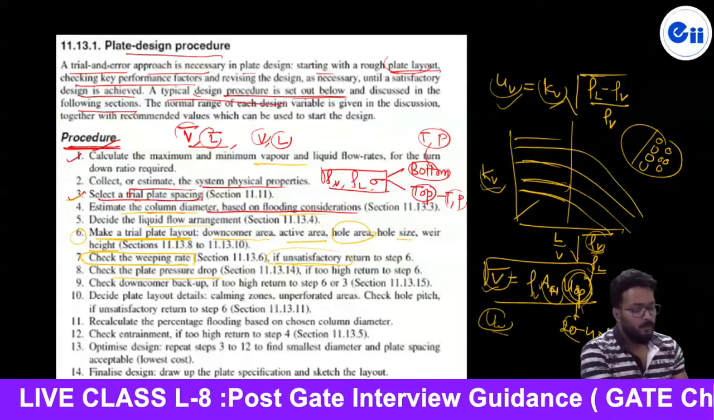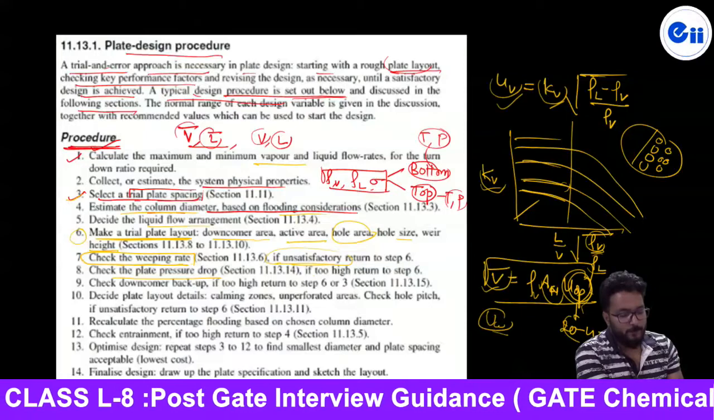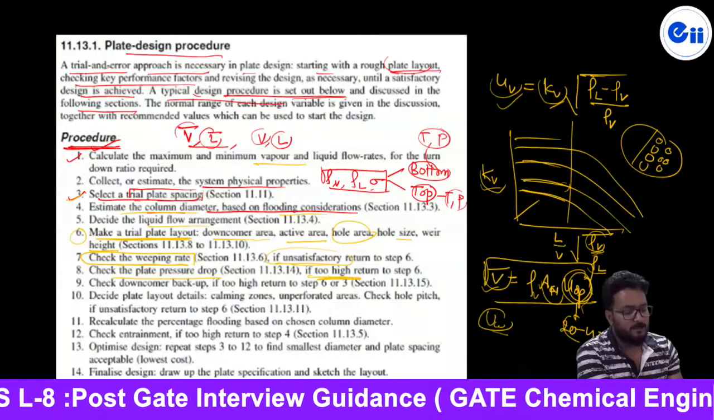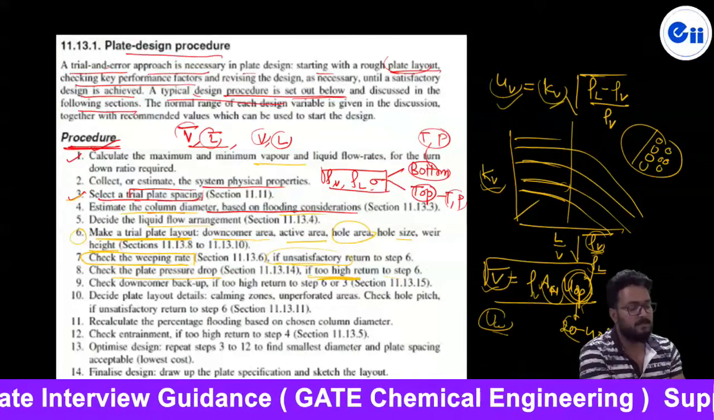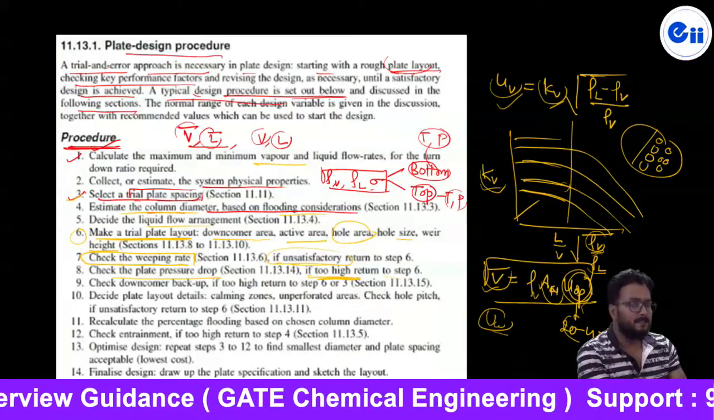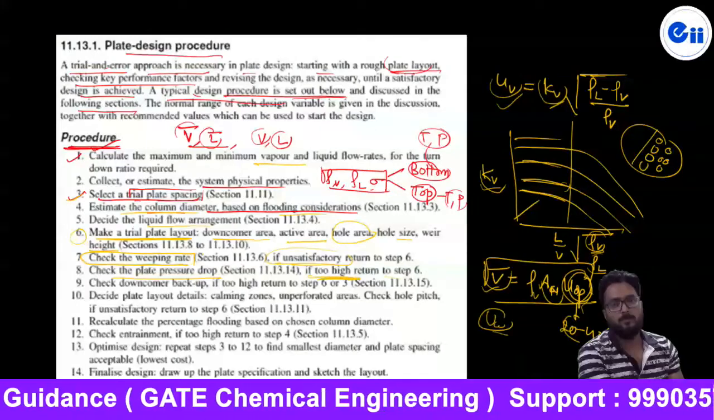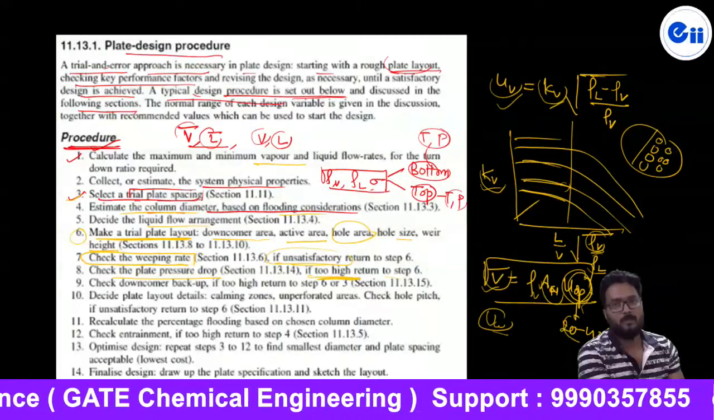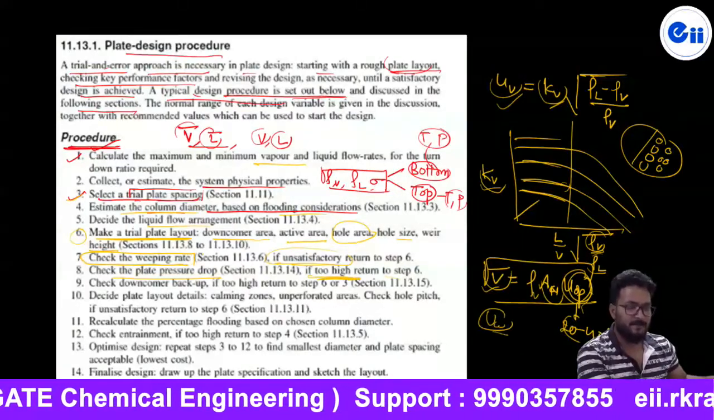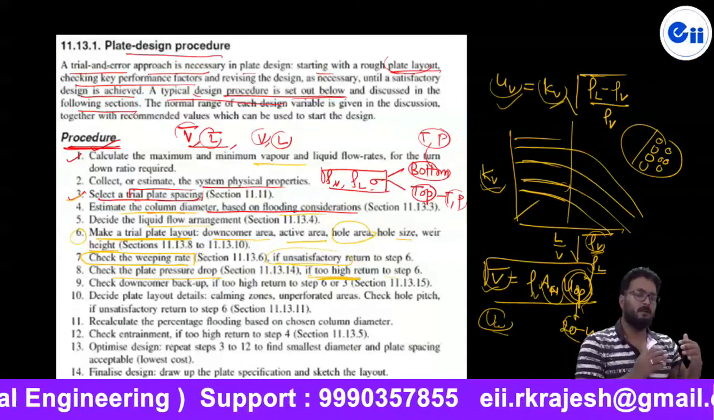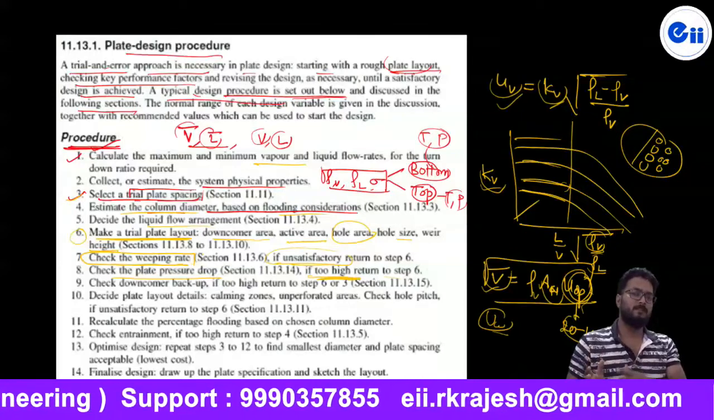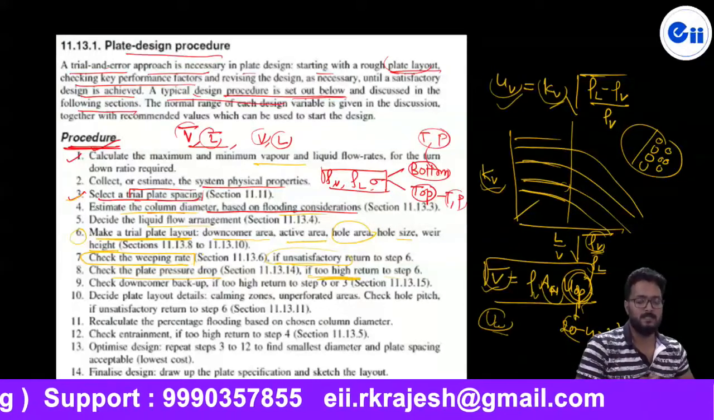Now, if the pressure drop across the plate is too high, then again return to step number 6, because by changing the plate layout we are able to bring the pressure drop into the satisfactory region. Means we should vary step number 6 until we are in the satisfactory region for the pressure drop over the stage.